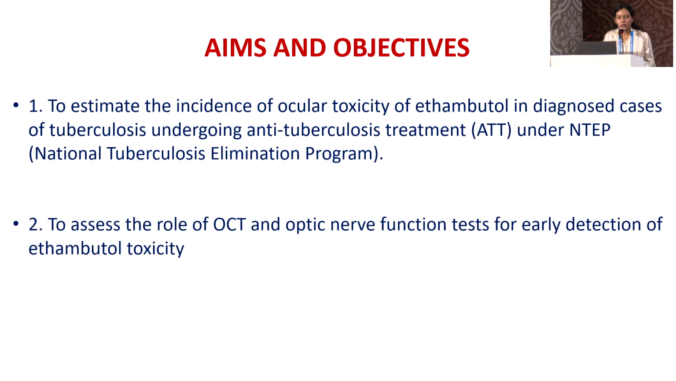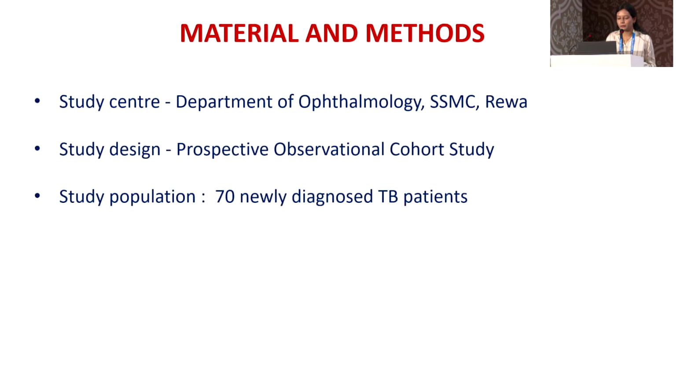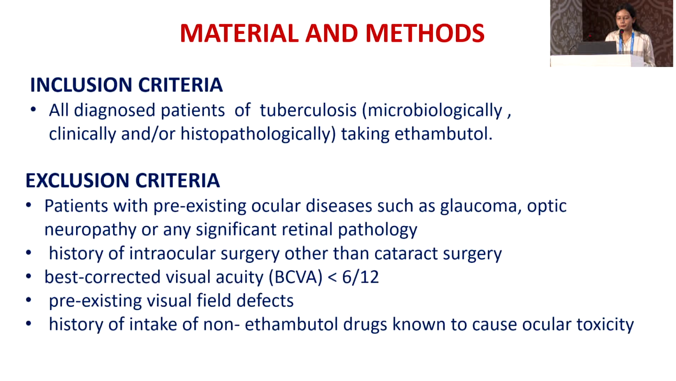With this background, the aims and objectives of the study were to estimate the incidence of ocular toxicity of ethambutol in diagnosed cases of TB undergoing ATT under National Tuberculosis Elimination Program. Second was to assess the role of OCT and optic nerve function test for early detection of ethambutol toxicity. Study center was Department of Ophthalmology, SSMC Riva. Study design is prospective observational cohort study, and study population includes 70 newly diagnosed TB patients.